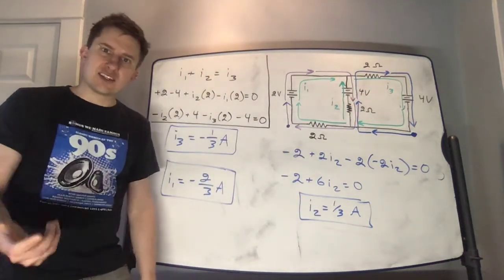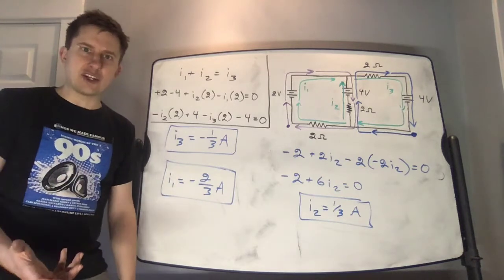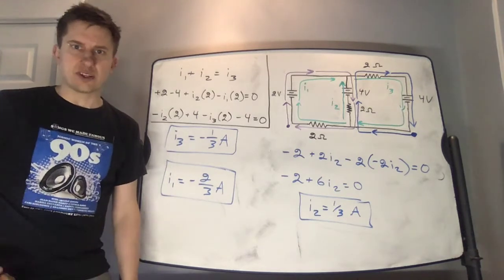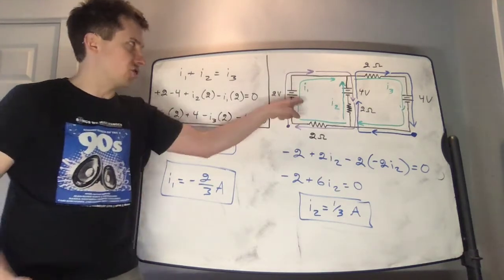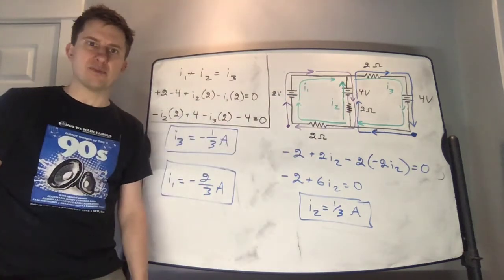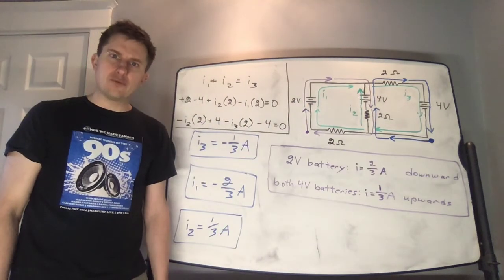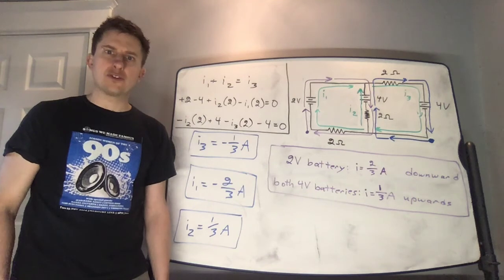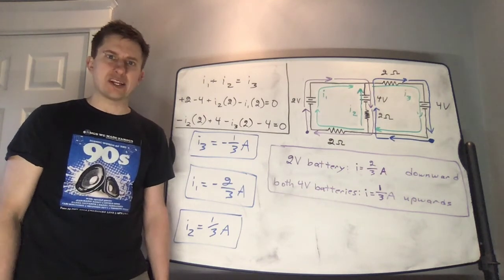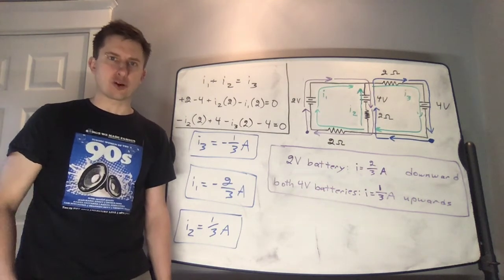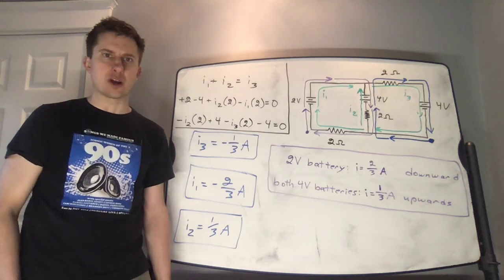Notice that these results match the expectations we discussed earlier in this video based on the voltages of the batteries in this problem. Our final result is that the 2 volt battery has a current of 2/3 amps flowing downward through it, and both 4 volt batteries have currents of 1/3 amps flowing upward through them.